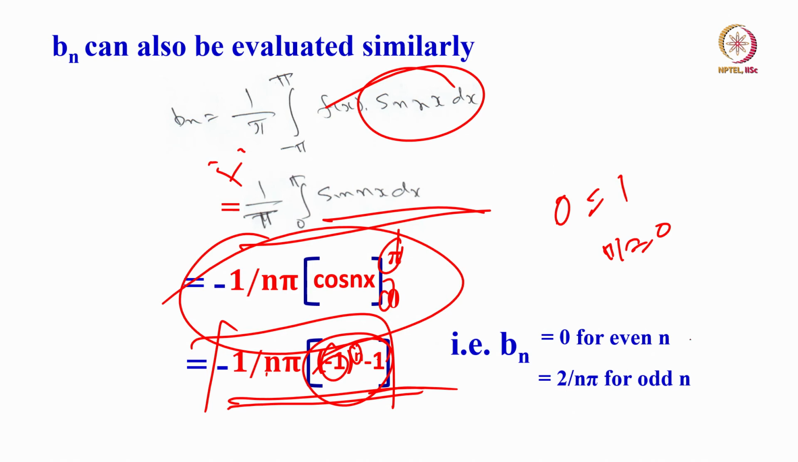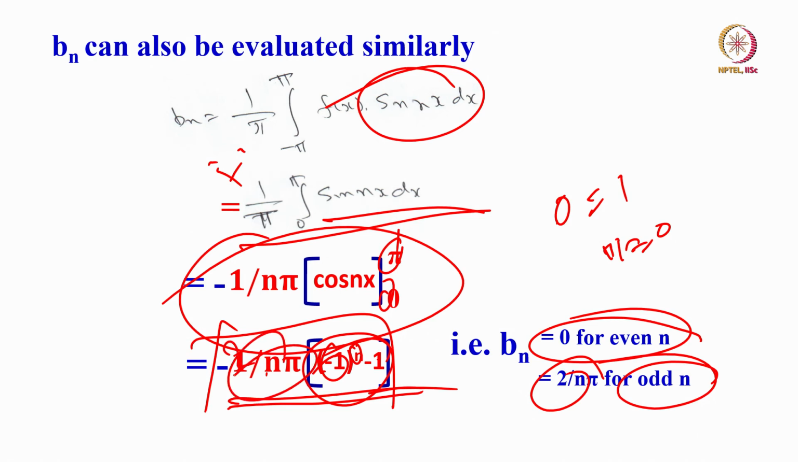So for n even, b_n is 0. For n other than this, for all odd values of n, let us say n is equal to 1, then what is going to happen? You find it turns out to be 2 over n pi. So that means for b_n there are two conditions you can think of. For n even, b_n is 0. For n odd, it is equal to 2 over n pi, because this minus and this minus get cancelled out, and you are going to get 2 over n pi.